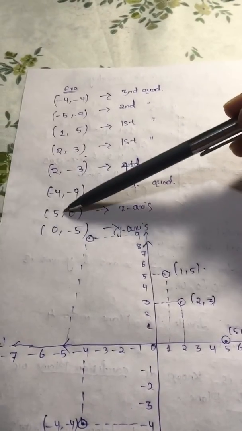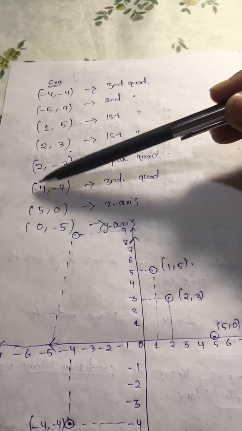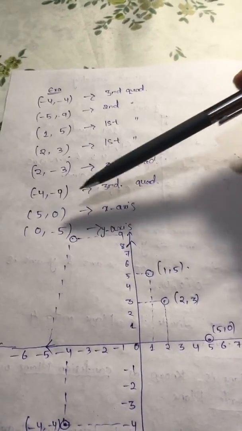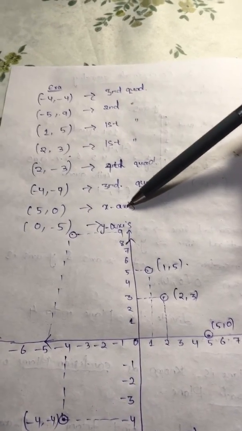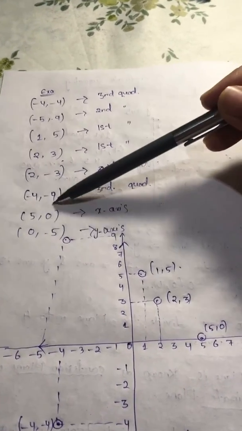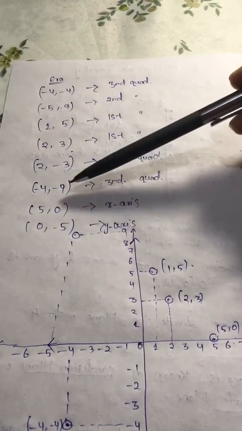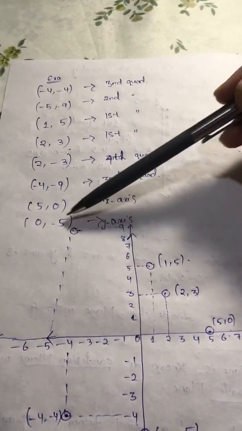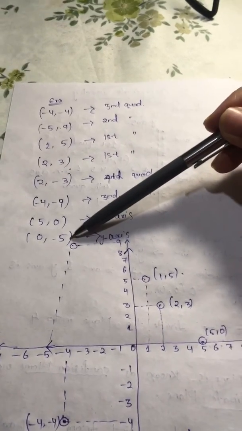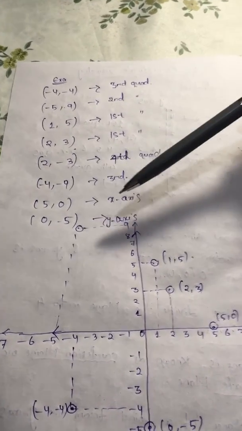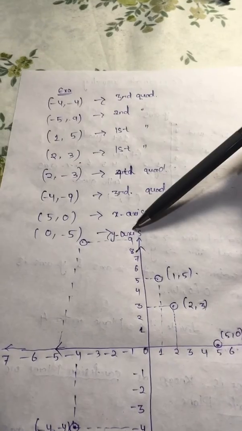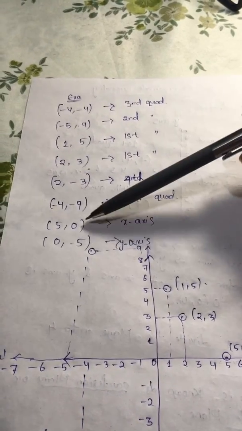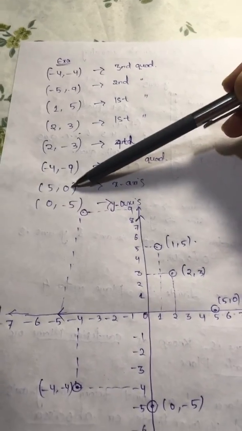But when I talk about (5, 0), (-6, 0), (10, 0), (-10, 0), all these points will lie on the x-axis. They will not lie on the quadrants. Remember, on the x-axis, the y value is always equal to 0. Similarly, (0, 5), (0, -4), (0, 10), (0, -10), all these points will lie on the y-axis. So on the y-axis, the x value is 0. On the x-axis, the y value is always equal to 0.